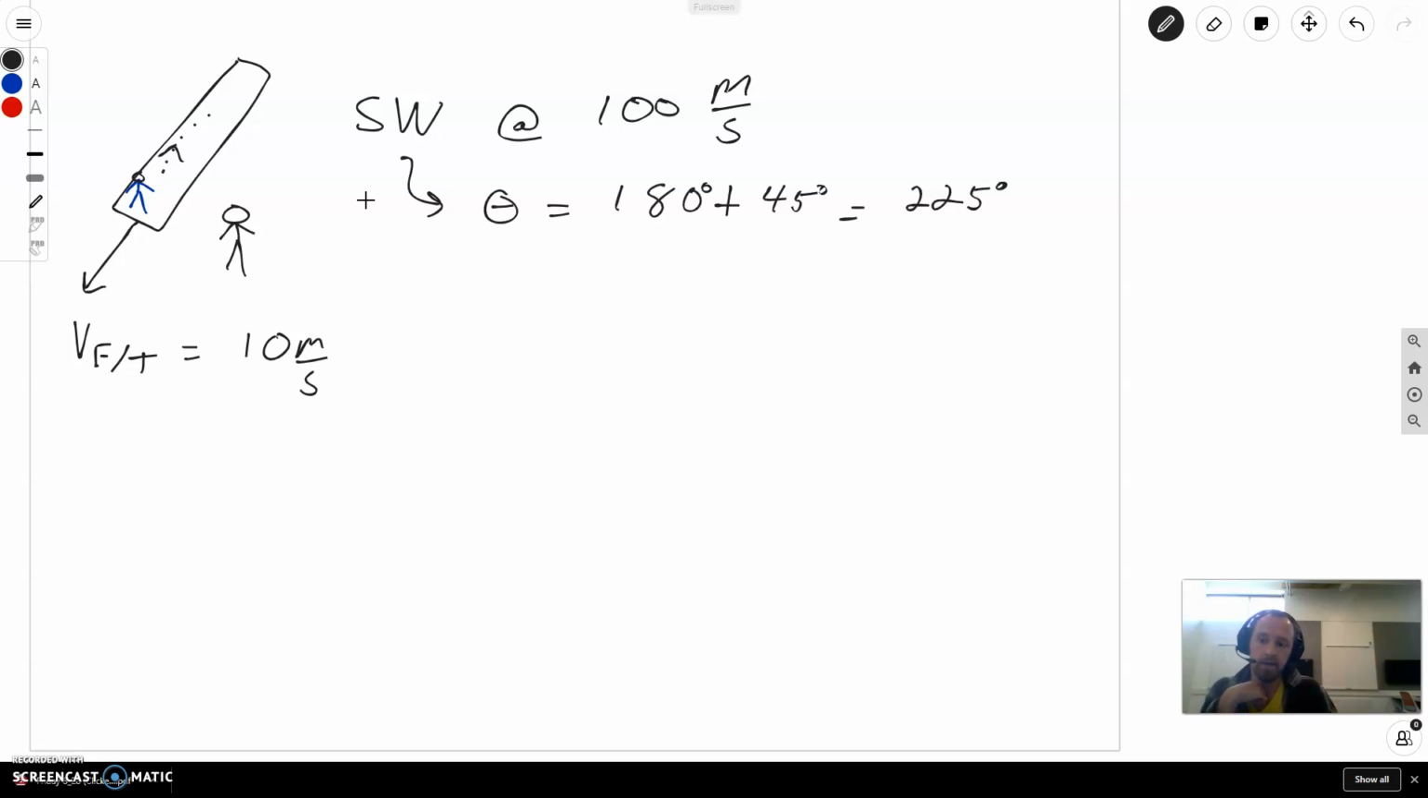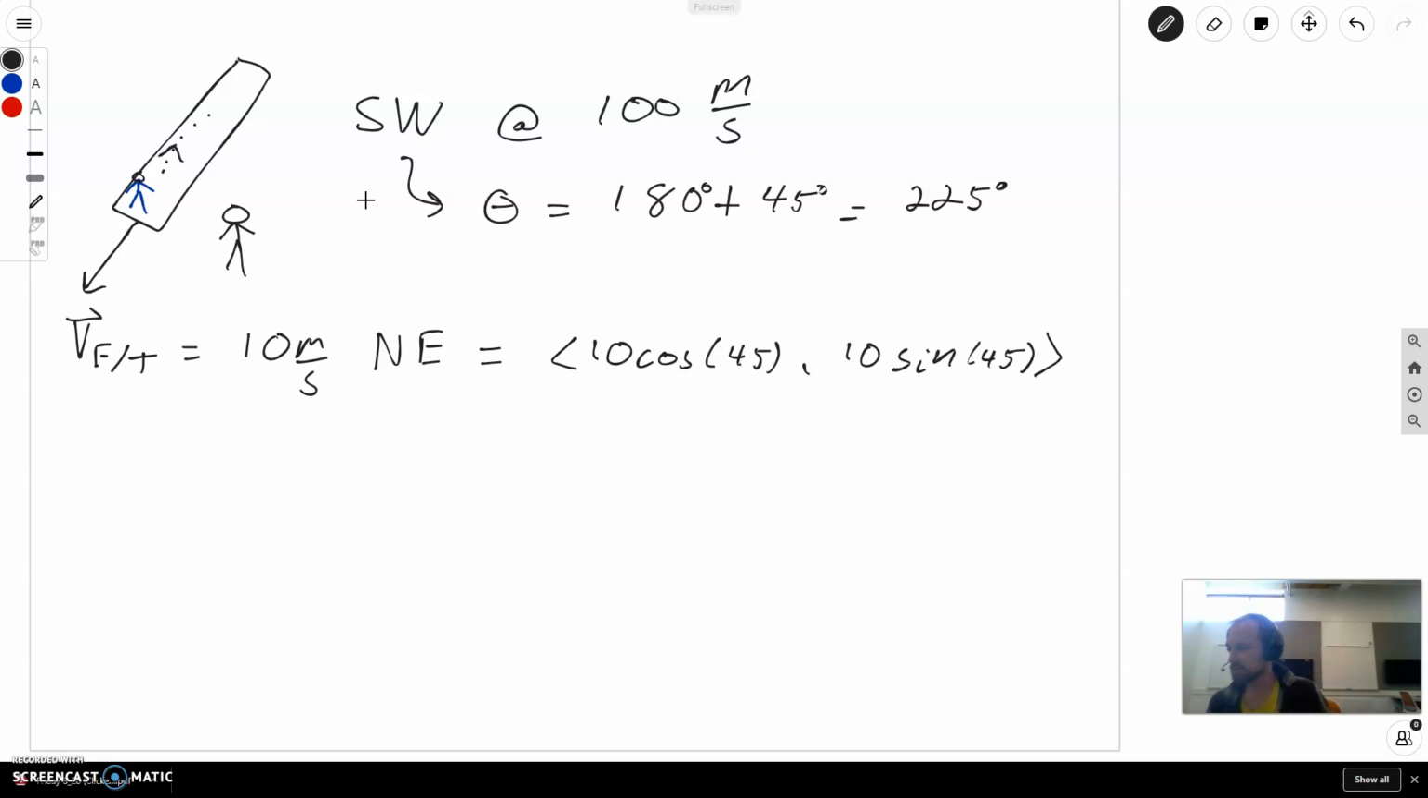But we know more than that. I can say the magnitude of the velocity is 10 meters per second, but I can also say the direction. It's 10 meters per second flipped in the opposite direction. So this will be northeast. So this will equal 10 cosine of 45, comma 10 sine of 45. Okay.